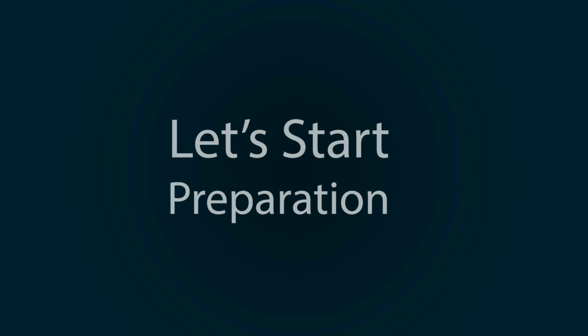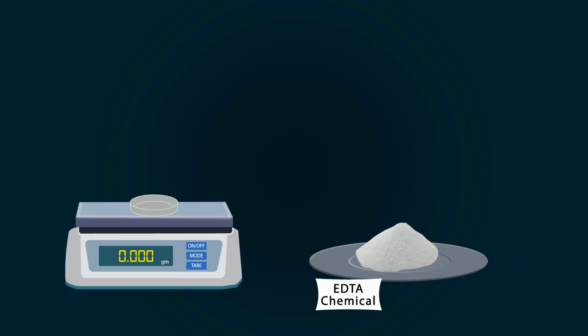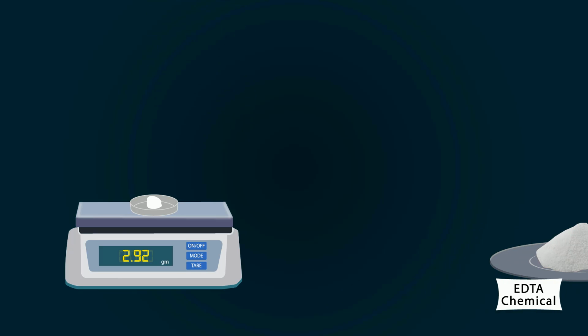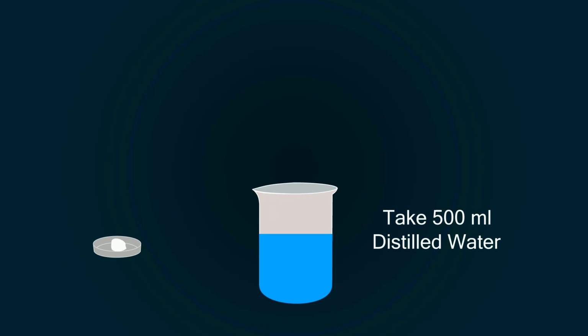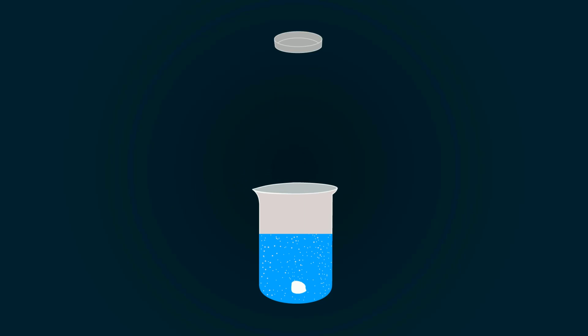Let's start preparation. First of all, take a weighing balance and power it on. Put a Petri dish on it, and don't forget to tare it. Now take the EDTA chemical. You can put the EDTA chemical into the Petri dish with the help of a spatula. Weigh precisely 2.92 grams. Now take some distilled water in a beaker up to 500 milliliters and put the EDTA chemical into it. Start mixing it with the help of a spatula to make a homogeneous mixture.